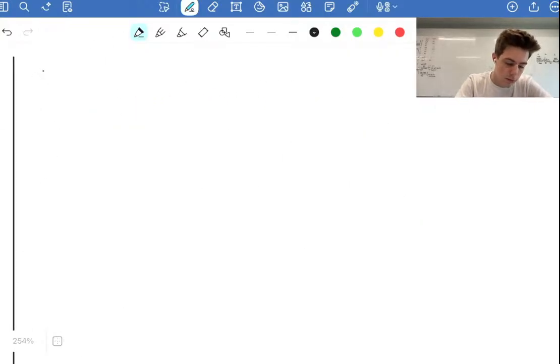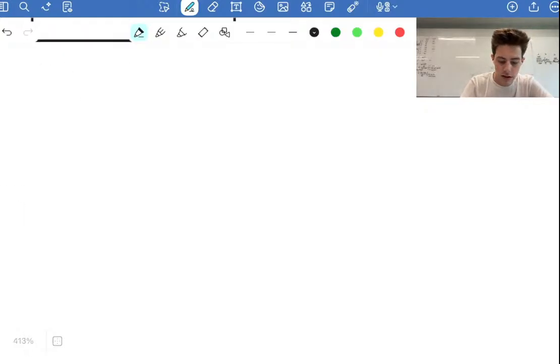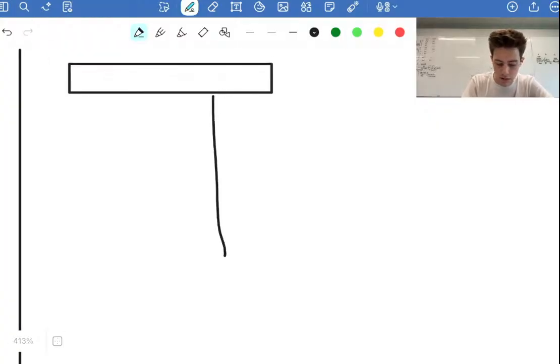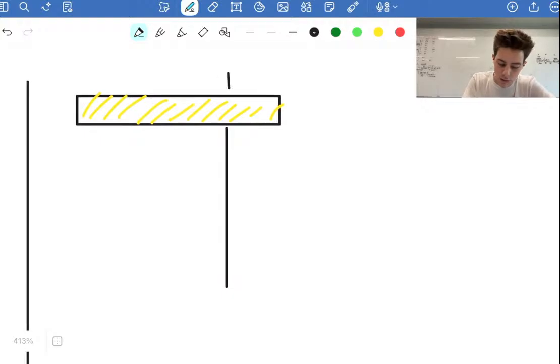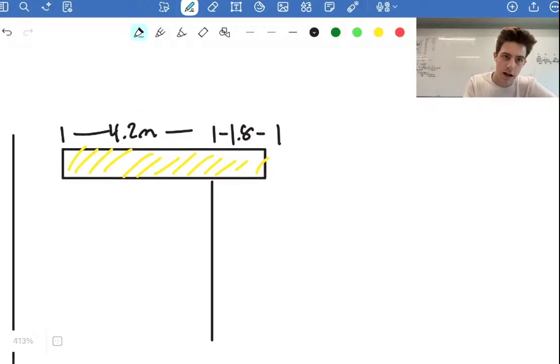So this one says a uniform plank like this lies on the edge of a table, hanging slightly off, and it has a distance of 1.8 meters from the end. And it has a distance of 4.2 meters this way. Now it's asking how much mass can be placed at the end before it tips if it has a mass of 30 kilograms.